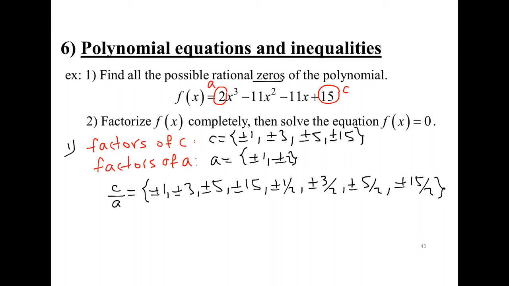Now, it doesn't mean that they're all zeros of the polynomial. Know that this is a polynomial of degree 3, so it admits at most 3 roots. So they can't possibly all be zeros. But if the polynomial admits a rational zero, it will be among the set c over a. Before we move to part 2 of the example, let's discuss why the possible rational zeros of the polynomial are among the set c over a.